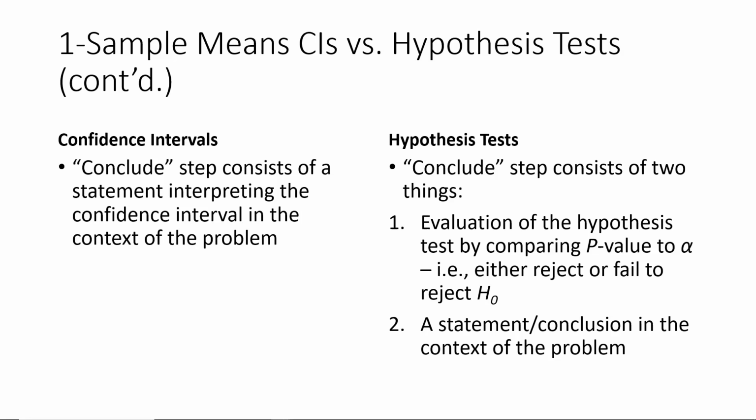First, you need to have an evaluation of the hypothesis test by comparing the p or probability value to alpha, and the result of that would be either that you reject or fail to reject the null hypothesis, which is what's being evaluated. And then secondly, you would need a resulting statement providing a conclusion in the context of the problem based on the evaluation of the null hypothesis that you did in the first step.